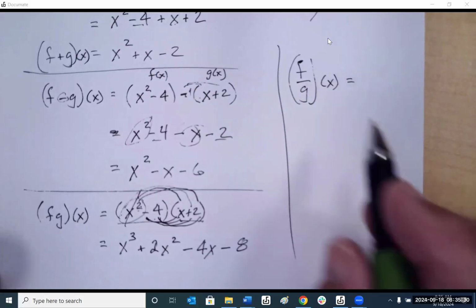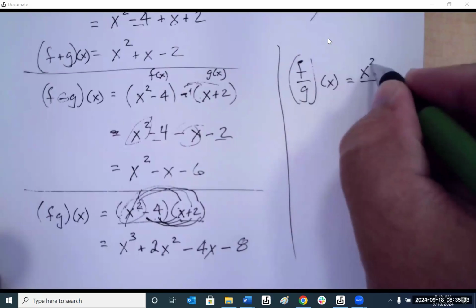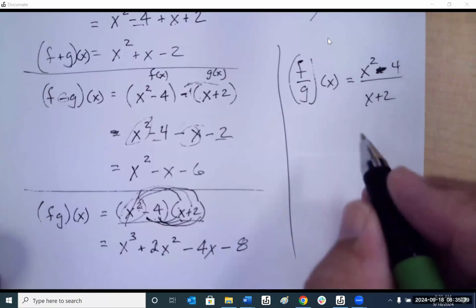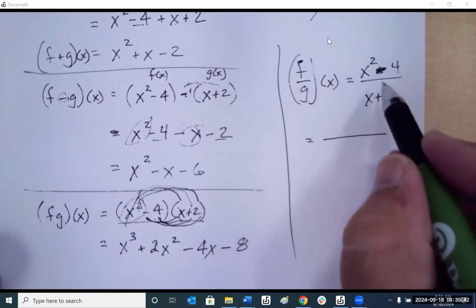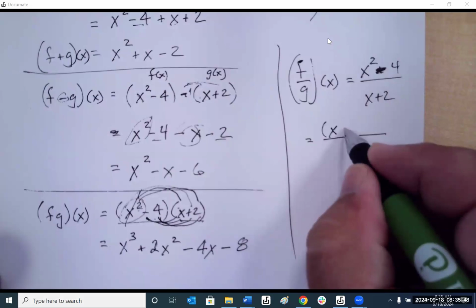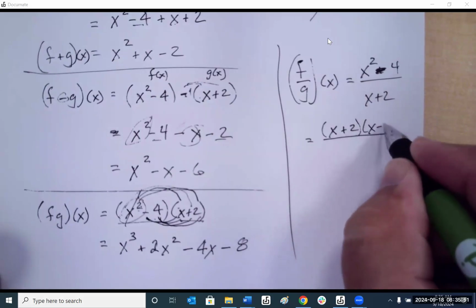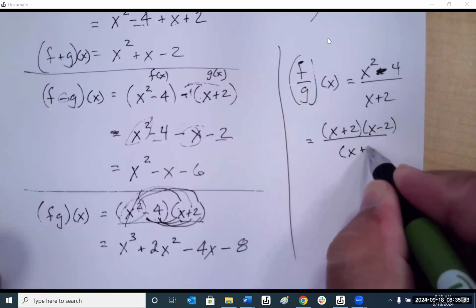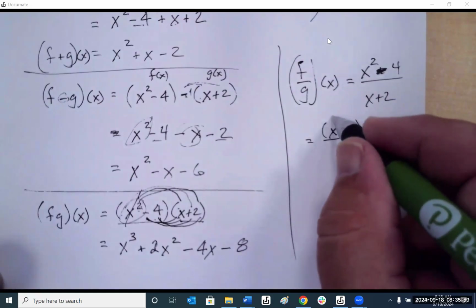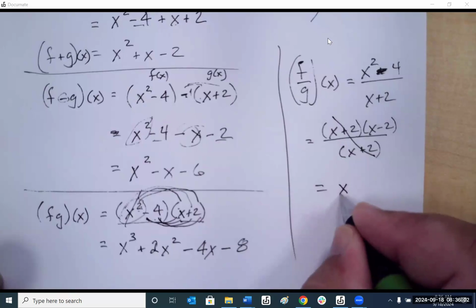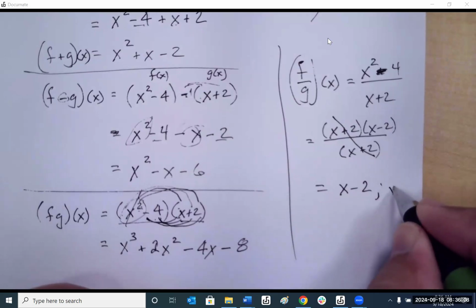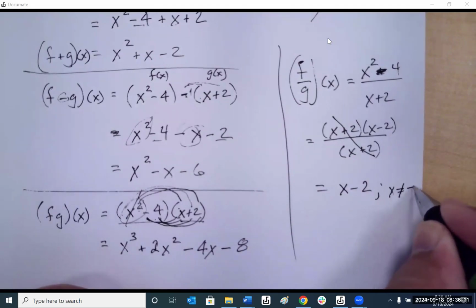And we already did this one. f over g, so it's x squared minus 4 over x plus 2. Whenever you have a degree higher than 1, you factor it out if possible. So it's x plus 2 times x minus 2. Don't worry about that if you don't understand what's happening there. We'll go over that in detail very shortly, next chapter. The x plus 2's cancel, so our final answer is this, where x cannot equal negative 2.